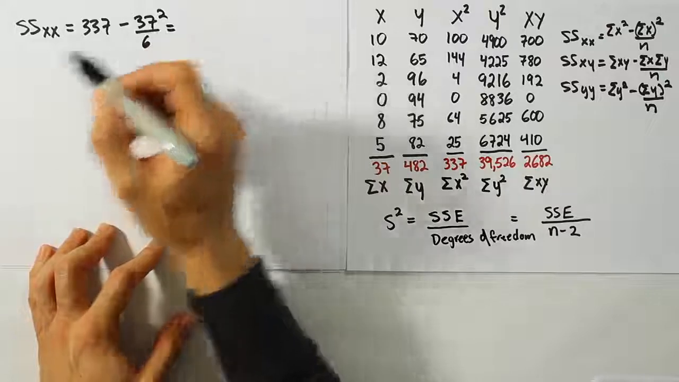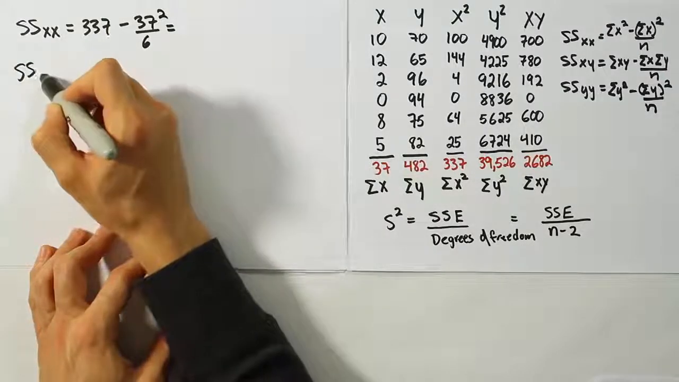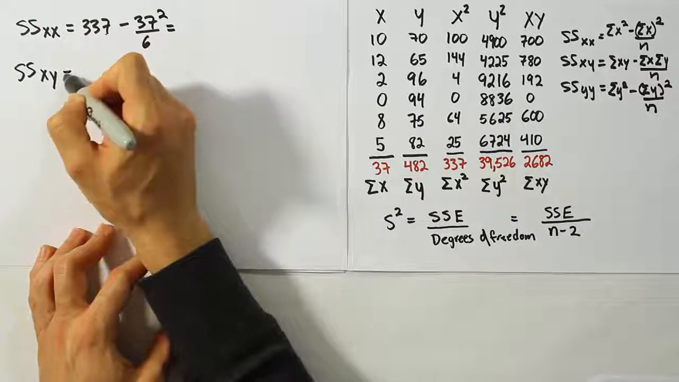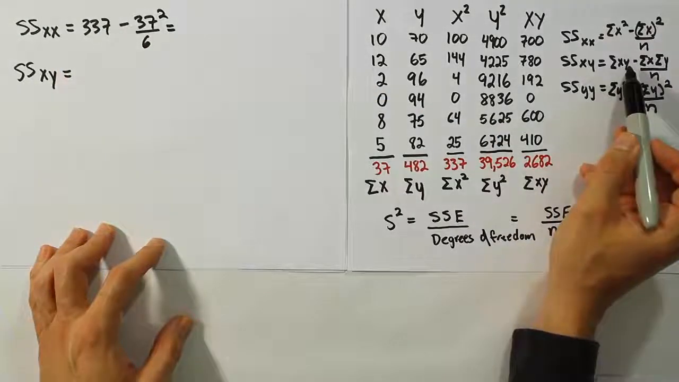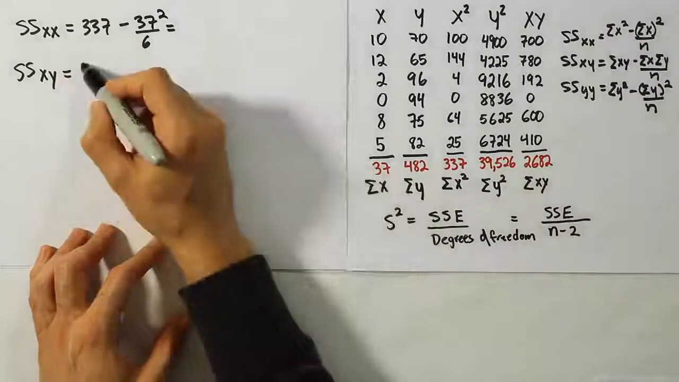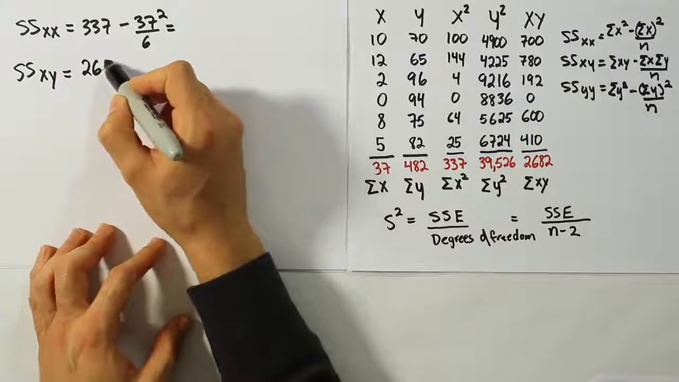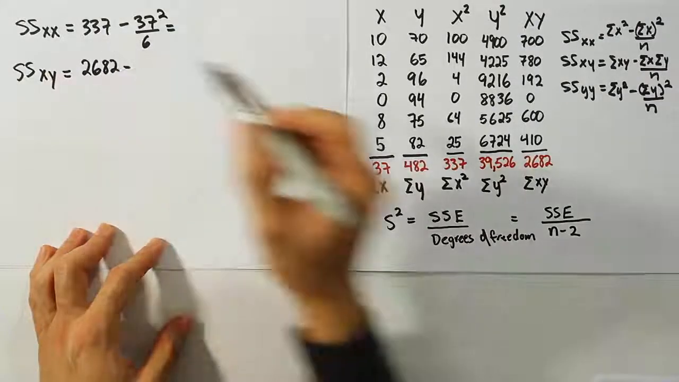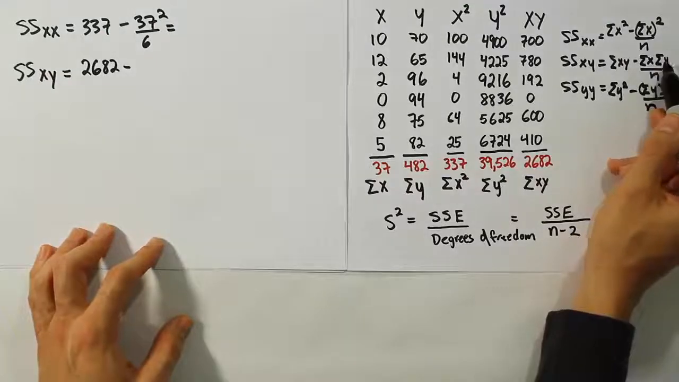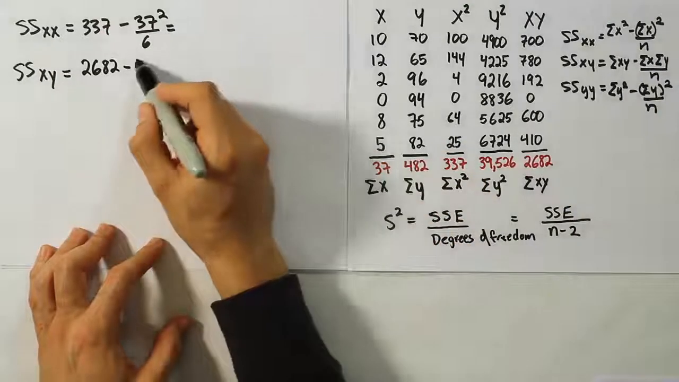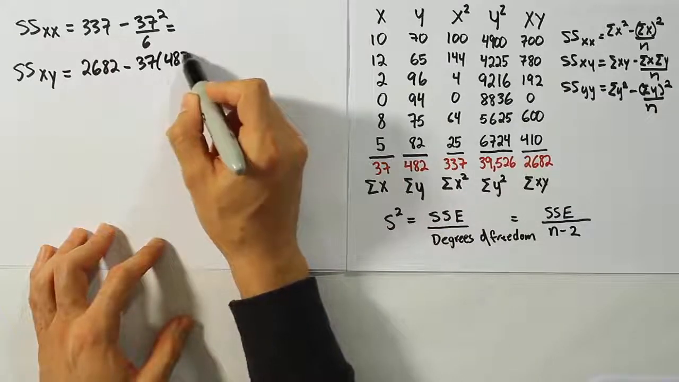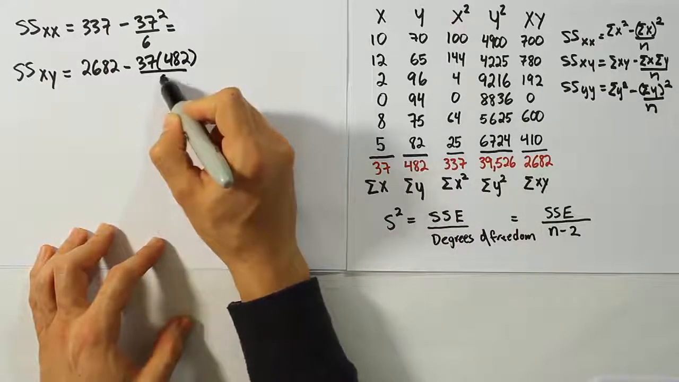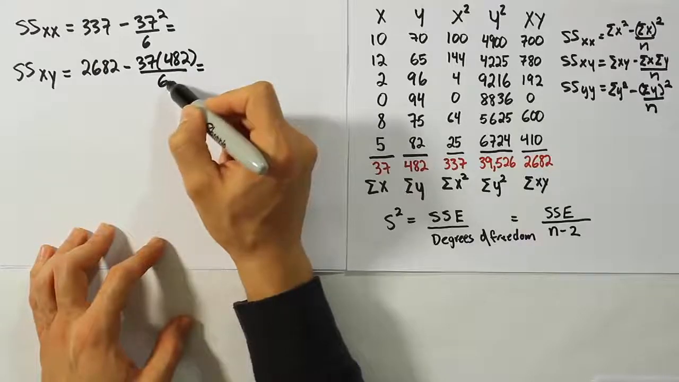All right, we'll work that out in a second. Let's do this formula first, the sum of squares for the mixed term xy, and see what that gives us. So the sum of squares for xy is the sum of the xy term, which is 2,682, minus the sum of x times the sum of y. Sum of x is 37. The sum of y is 482. We'll divide that by, again, 6, the number of ordered pairs we started with.